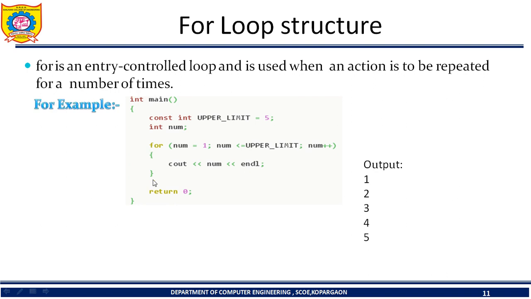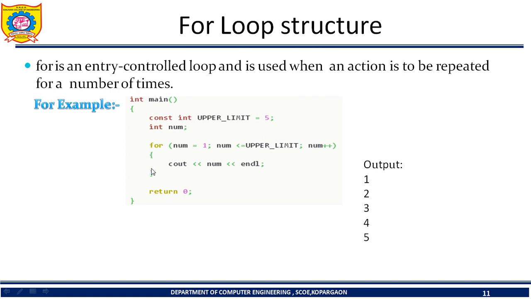See the syntax of using a for loop. For, in round brackets, this part is nothing but the initialization part. Semicolon. We must mention the condition here. Semicolon, and the increment part should be mentioned here. In this for loop, our initialization is num initialized with 1. Our condition is num should be less than or equal to the upper limit value, and the increment part is num plus plus. Num plus plus means increment the value of num by 1.